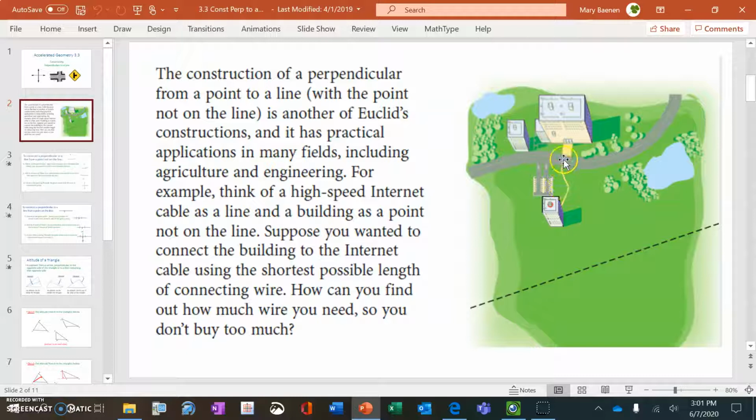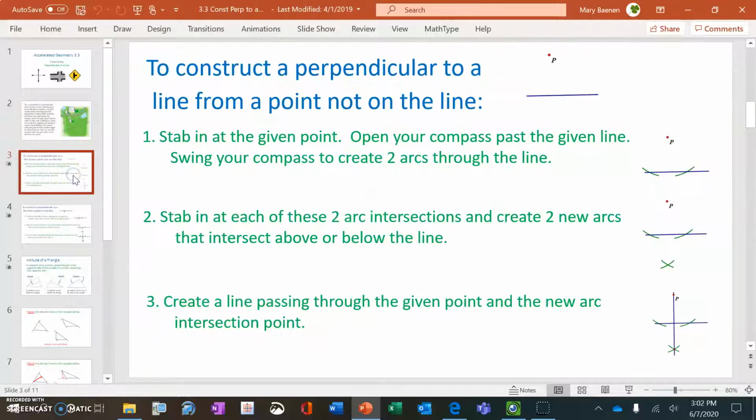Well, if I want to connect from a house to a line of an internet cable, it's probably going to be a perpendicular line that's going to come down from the house perpendicular to the cable that is already there. And if I do it in a perpendicular manner, I won't be wasting any of the wire. So that would be one reason why we would want to connect perpendicularly to a line. So there are two constructions that we're going to learn today, and then we're going to apply them to the construction of an altitude of the triangle.